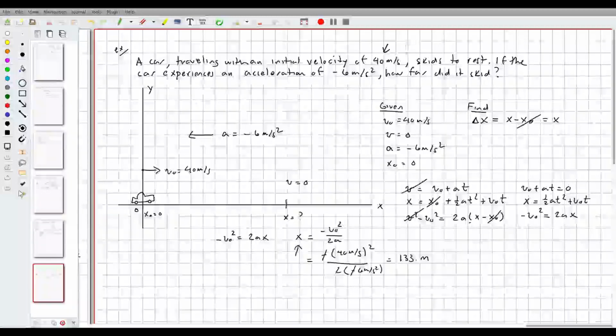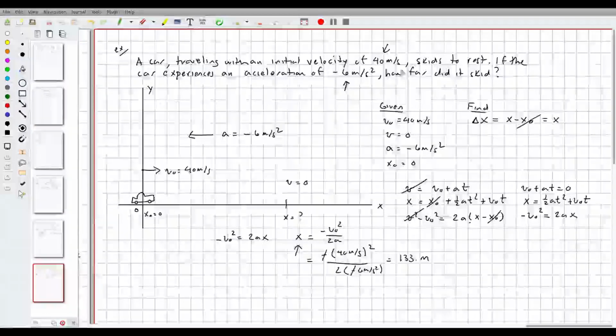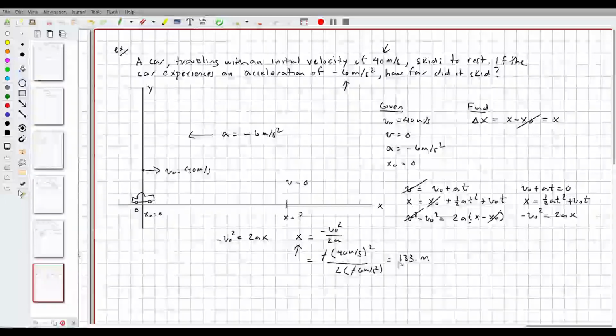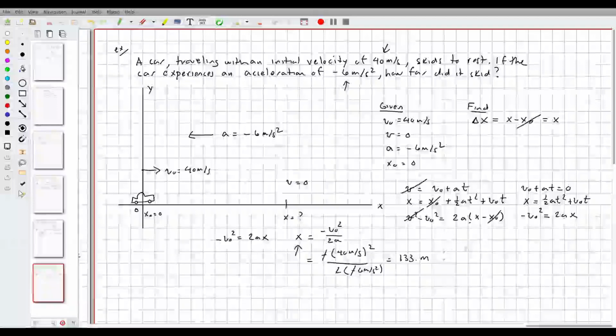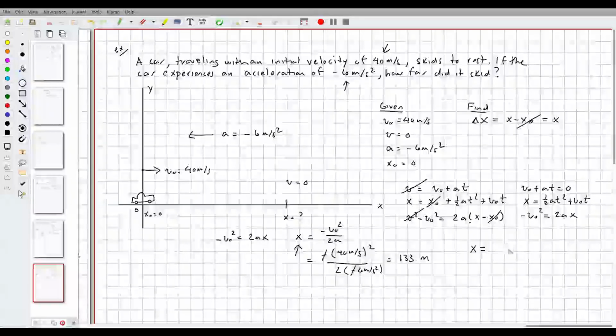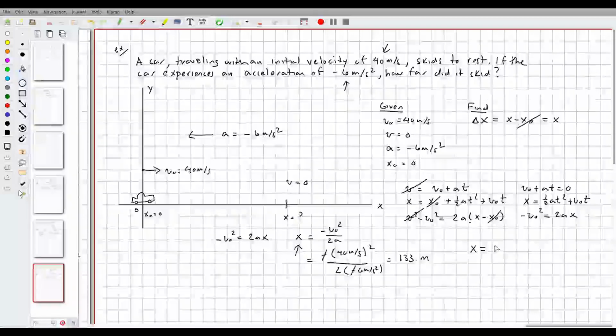I see one here, and I see one right here, which means at the end of the day, when we round our displacement, we're going to round it to one sig fig. And if you do that, our position, which is the same thing as our displacement in this case, is 100.